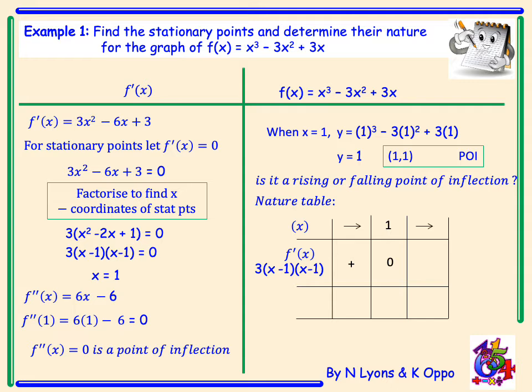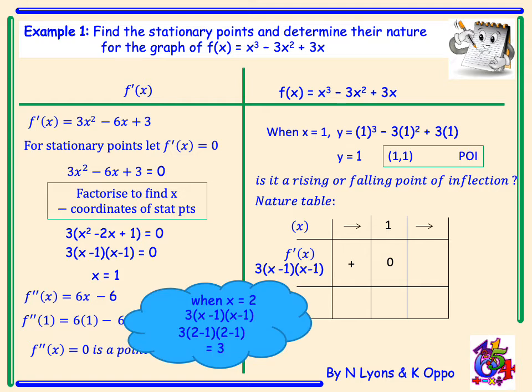Now let's think what's happening on the other side of 1. Okay, we've gone from 0 to 1, so let's think about 2. When x is 2, what's the gradient doing? So I'm going to put x equals 2 into the derivative, 3 times (x minus 1)(x minus 1), and that gives me 3 times (2 minus 1) times (2 minus 1).